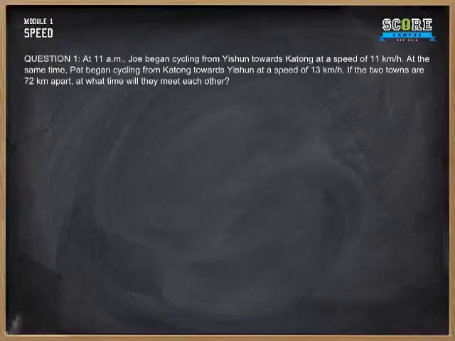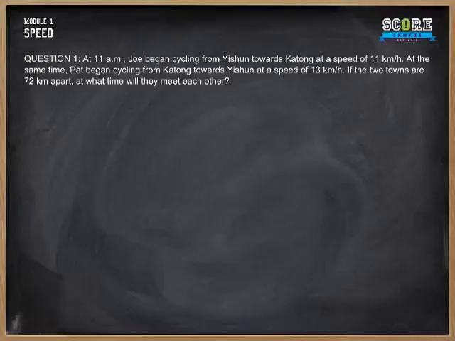Question 1. At 11 a.m., Joe began cycling from Yishun towards Katong at a speed of 11 kilometers per hour. At the same time, Pat began cycling from Katong towards Yishun at a speed of 13 kilometers per hour. If the two towns are 72 kilometers apart, at what time will they meet each other?